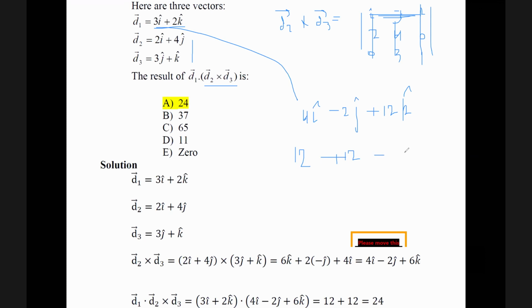It took us 1 minute, which is 24. What happened to this? It is 0, because it doesn't have a J hat. See, we solved this in 1 minute. Quickly you can do it if you know the method. And they have to ask you, by the way. There is no escape. He will bring you a question on a cross product.